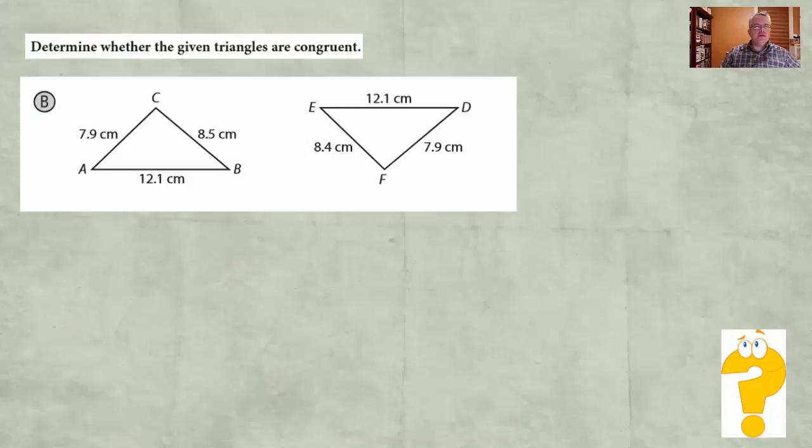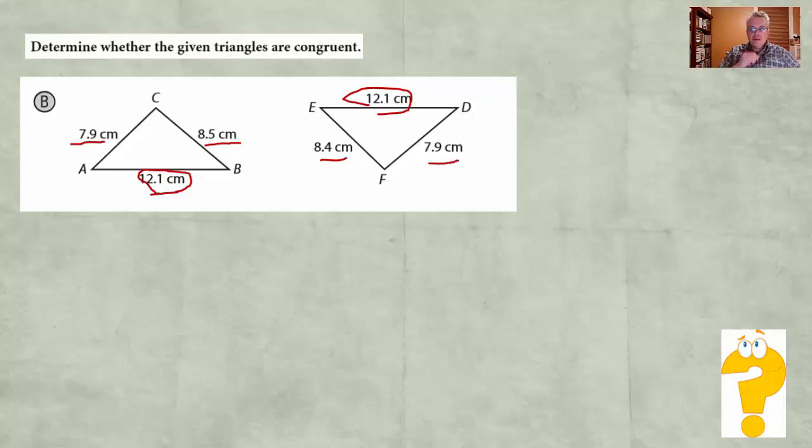Well, they didn't give us the angle, so I guess we'll start with the sides. We'll start matching them. This 7.9 centimeter side matches this one. This 12.1 centimeter side matches this one. Uh-oh, but this side is 8.5 and this side's 8.4. Even if we have just one part that doesn't match, the triangles can't be congruent.